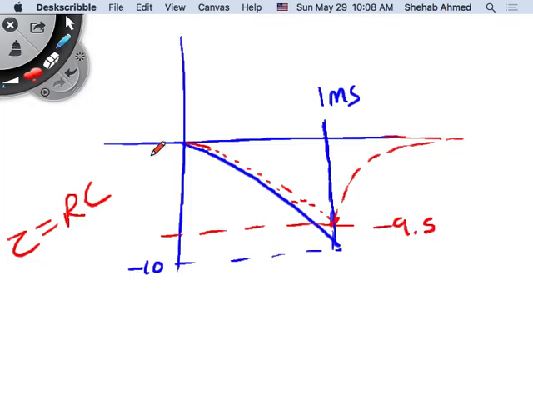If it falls, it will rise slower. As long as you have a time constant, what's going to happen? It will rise slower. If you have a time constant, it will dictate how fast you rise and how fast you fall, right?